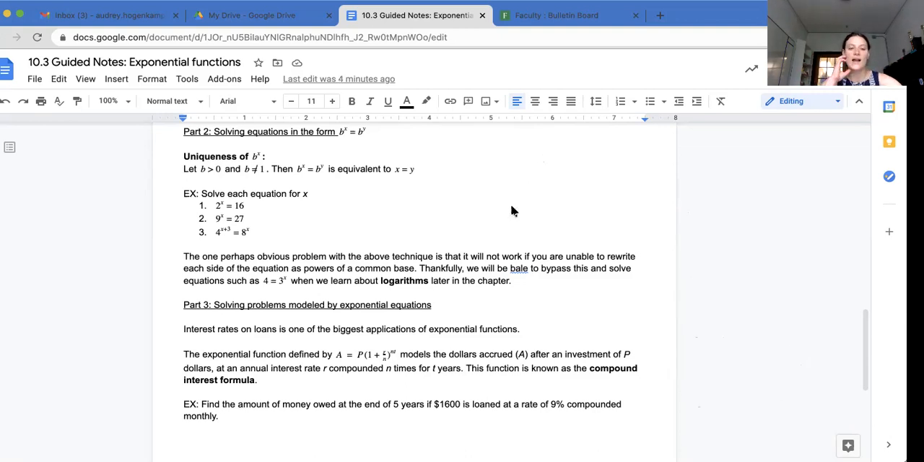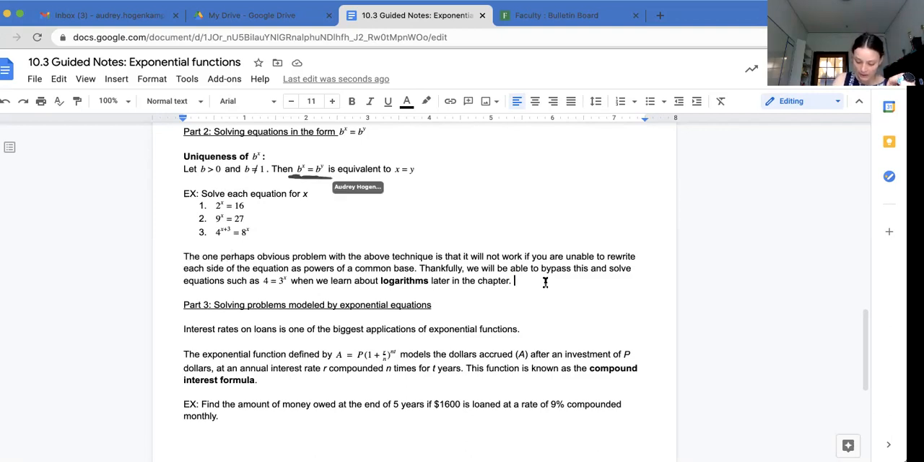The one perhaps obvious problem with the above technique is that it will not work if you are unable to rewrite each side of the equation as powers of a common base. Thankfully, we will soon be able to bypass this and solve equations such as 4 equals 3 to the x when we learn later about logs. So in all of these problems, we were able to rewrite each problem so that we had that same base b.